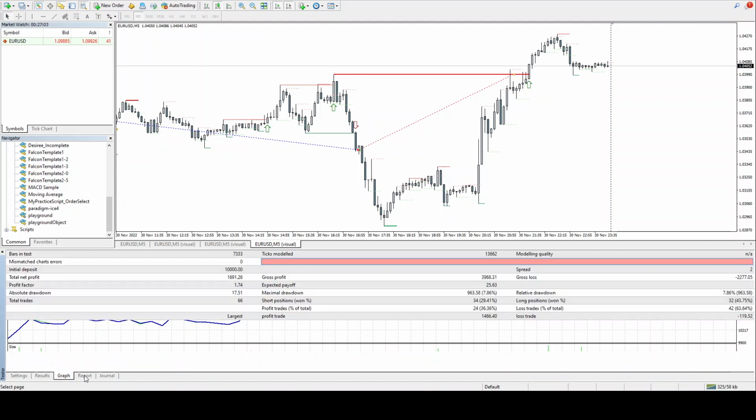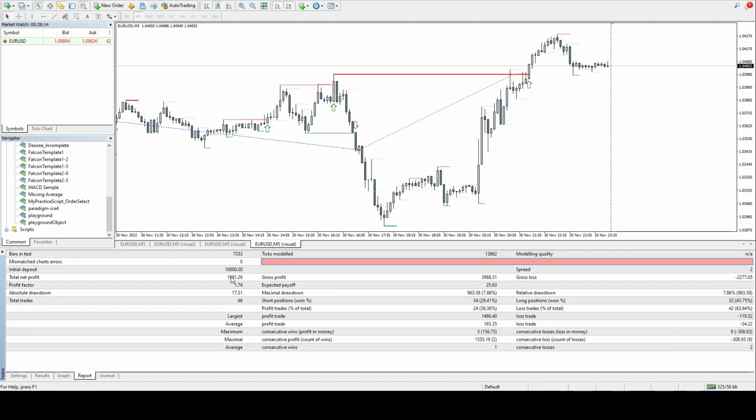So let's go to the report. You can see the net return now is 16.9%, just by eliminating, compared to 4% from the previous result. I hope you understand how I got my 16%, because this is $10,000, and 1,691 is 16.9% of 10,000. So that's the net profit.